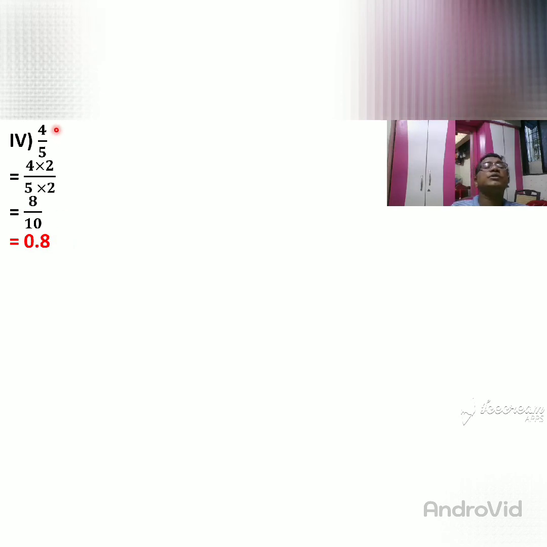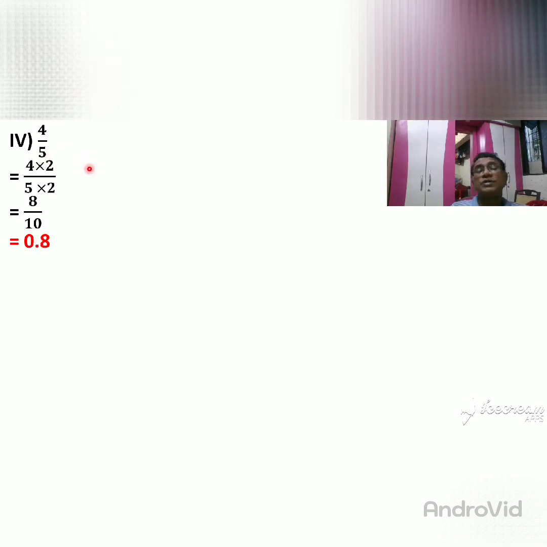What are they doing? 4 is kept as it is. Which number multiplied by 5 gives 10? 2. So 5 into 2. If the denominator is multiplied by 2, then the numerator is also multiplied by 2. 4 2s are 8, so here is 8. 5 2s are 10, so 8 upon 10. How many 0s are there in 10? One 0. So the decimal point goes 1 digit back, so 0.8.